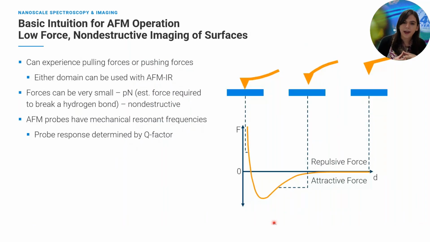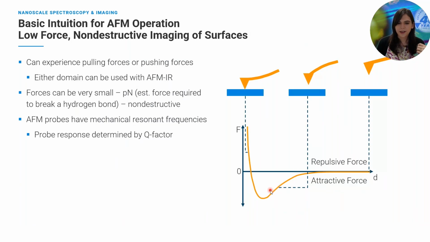I also want to provide a basic introduction and intuition for how AFM works. AFM fundamentally operates by holding a very sharp probe close to a sample surface. We can see the response of the AFM cantilever mapped out in this interaction curve in the bottom right, where as you bring the probe closer and closer, you first feel attractive van der Waals forces, which pull the probe into contact with the surface.